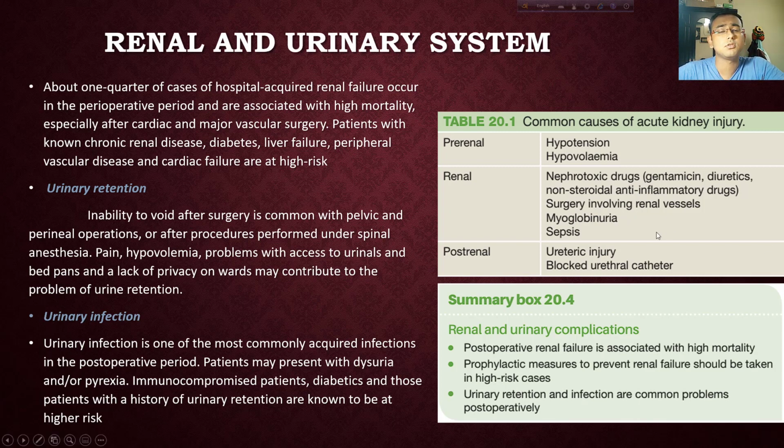We can see myoglobin because myoglobin is present in the muscles. If the muscle is damaged, myoglobin is released into the blood and filters through the glomerulus, and ultimately myoglobin is very toxic and destroys glomerular filtration. So renal shutdown is imminent. Post-renal causes include ureteric injury and blocked urethral catheters. These can all occur in the postoperative period and may cause acute kidney injury, AKI.